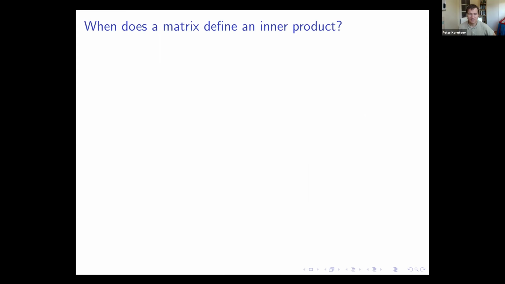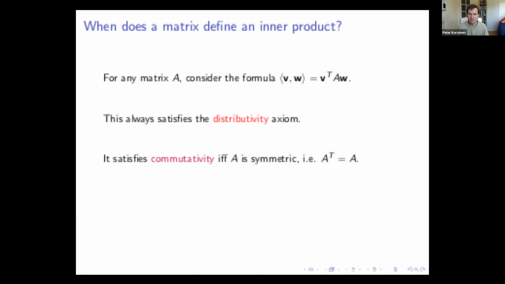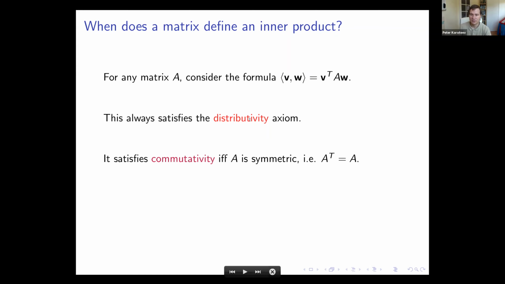So does a matrix actually define an inner product? For any matrix A, we can write the formula, right? We can multiply it by the row vector on the left and by the column vector on the right. It always satisfies distributivity, just by the rules of multiplication of matrices. It also satisfies commutativity if and only if A is symmetric. If you do the transposition, and the transpose matrix is equal to A, then the inner product of V and W is equal to that of W and V.